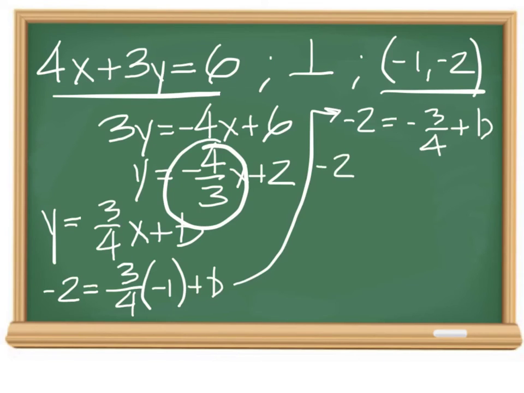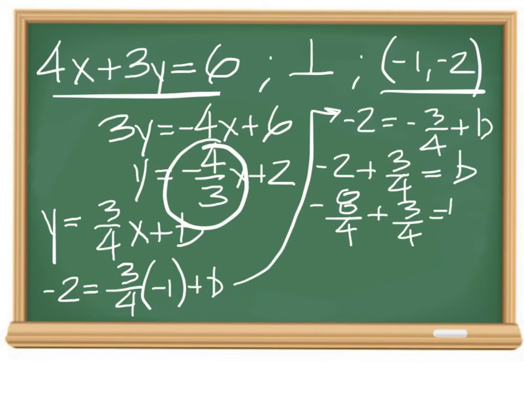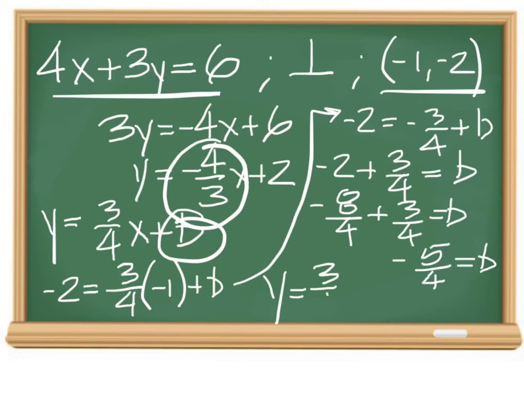Move it to the left, make it plus. And a common denominator of 4 will give you a negative 8 over 4 plus 3 over 4. And that equates to a negative 5 over 4. Insert it back here to get y equals 3 over 4 x minus 5 over 4.